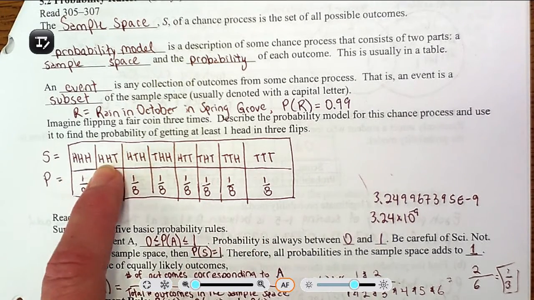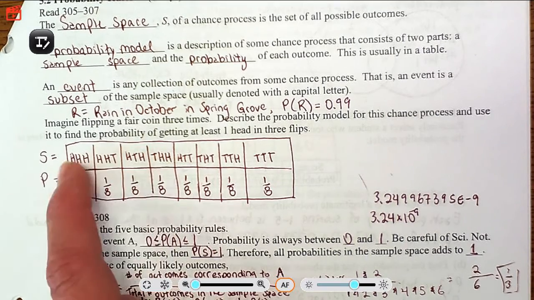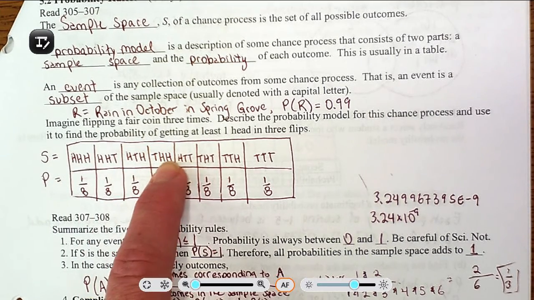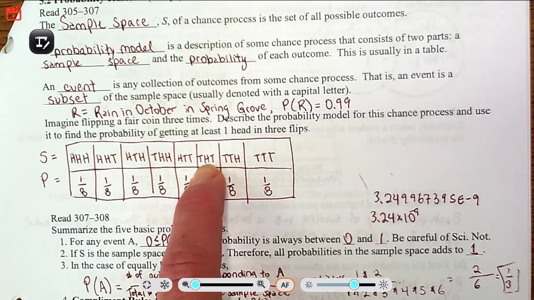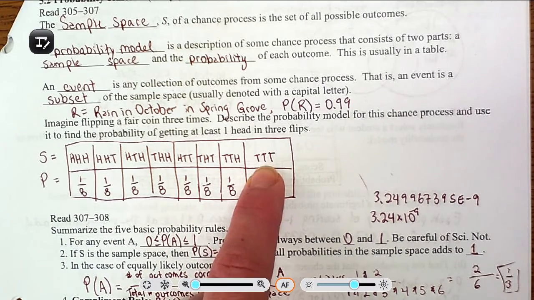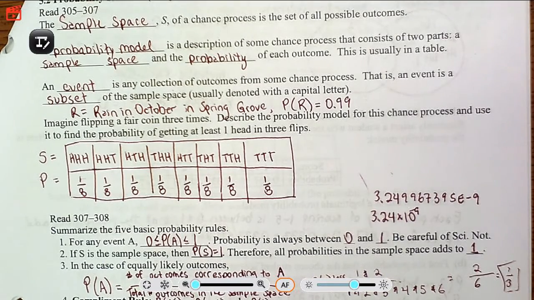So 3 heads, 2 heads with a tail in the end, with a tail in the center, and with 1 tail in the front. So far I've done no tails and 1 tail. Here's my 2 tail options, 2 tails on the ends, a tail on either end, and 2 tails in the front, and then 3 tails. Okay, and the probability of 1/8 for all those situations, because each of them have equally likely probability of happening.